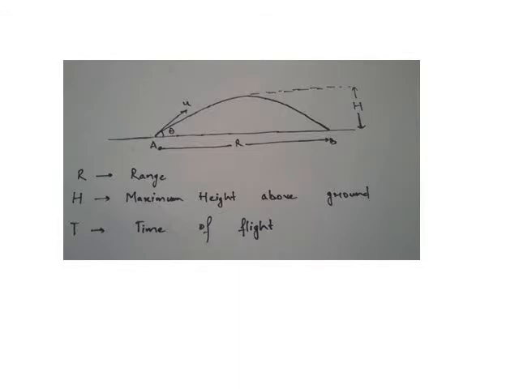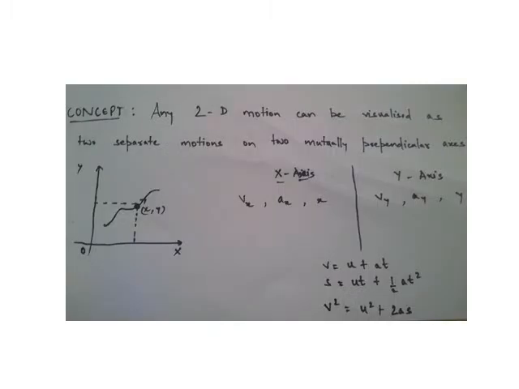Also, for how long did the object remain in air, which is called time of flight, represented by capital T. Now to find answers to all these questions, we need to keep in mind a very basic concept, which is any two-dimensional motion can be visualized as two separate motions onto mutually perpendicular axes.